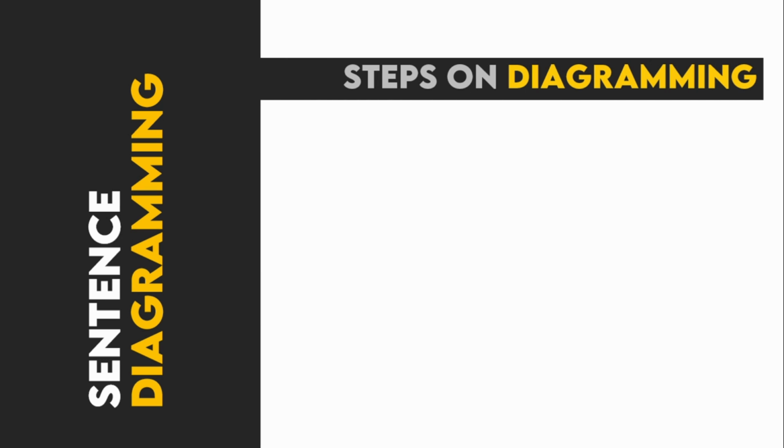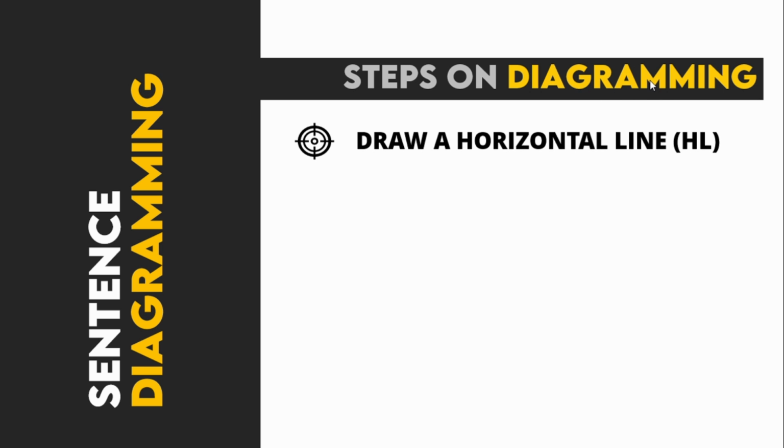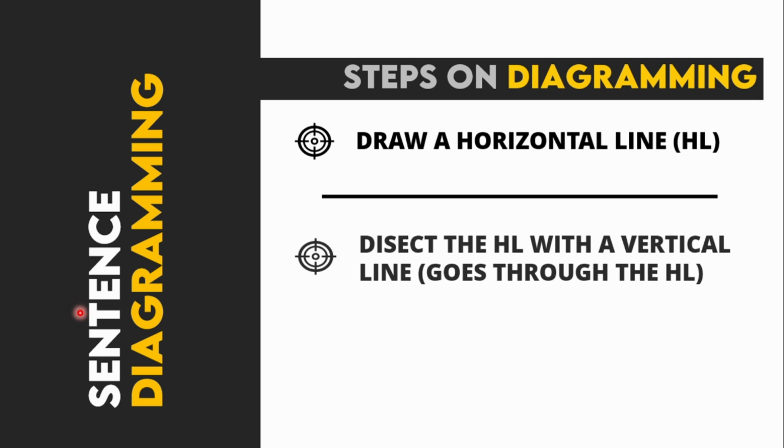Let's now first talk about how to diagram the basics. Okay, so here are the steps on diagramming. The first step, of course, is to always draw a horizontal line and, of course, to draw a vertical line that goes through the horizontal line. So this one is the line that we've been talking about.